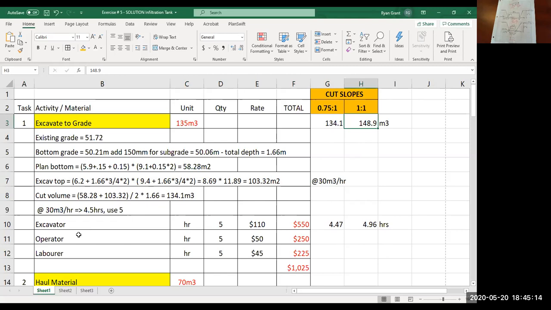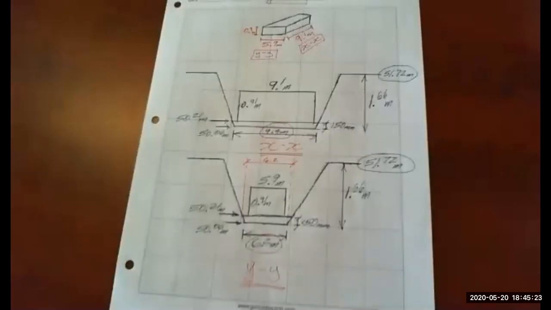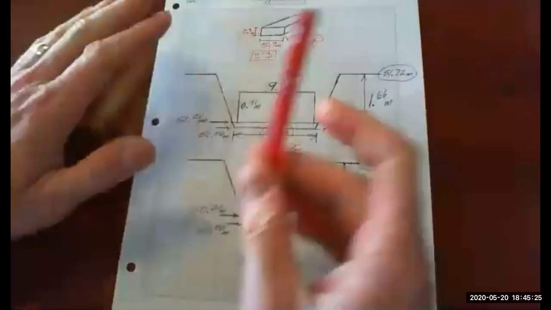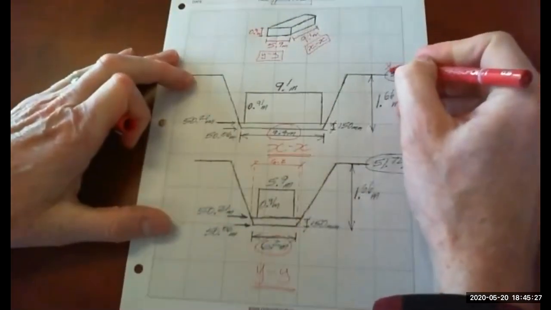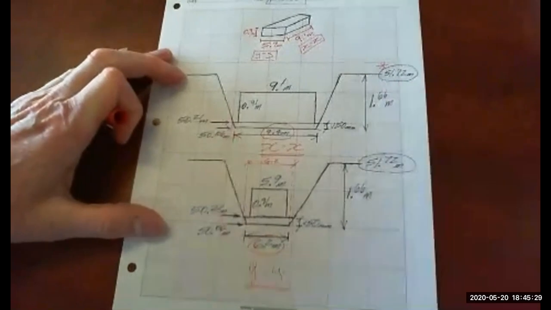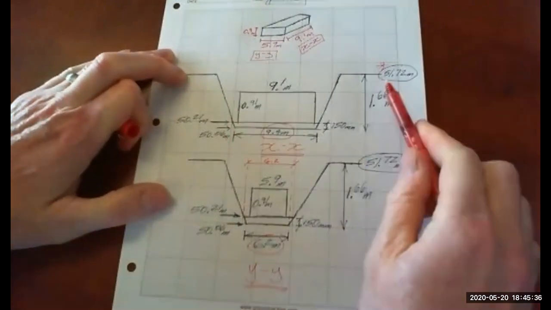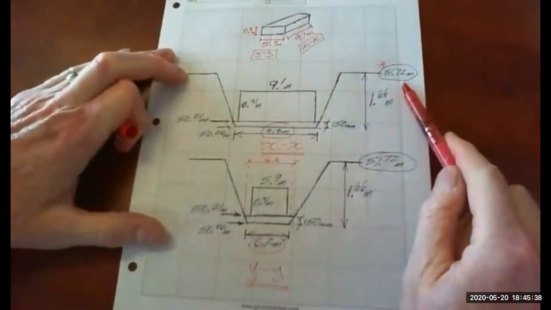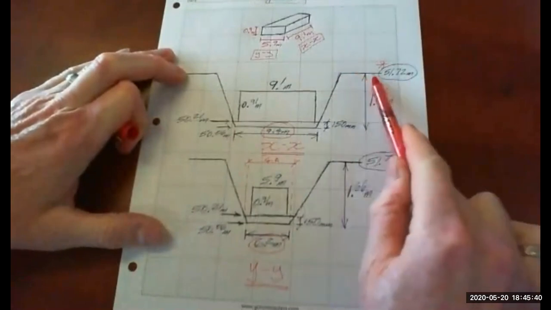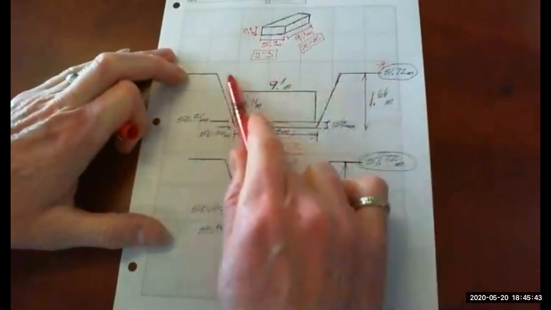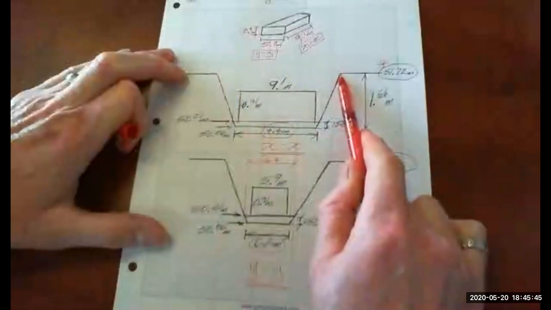Man Moen has a question. So the depth, this 1.66 number here, I'll go back to the sketch. You're given the top elevation. You're given that number. My chat box is in the way here. There we go. Okay, so you're given this 51.72 elevation up here. That's your starting ground elevation right there.